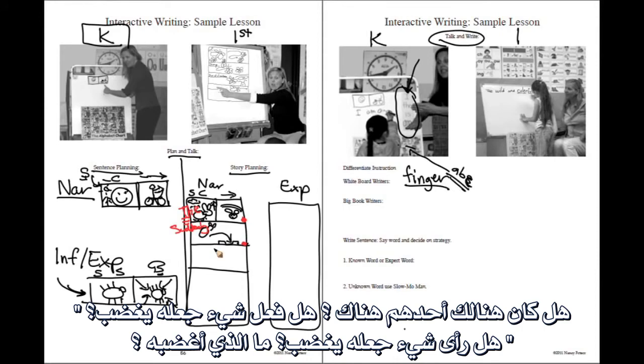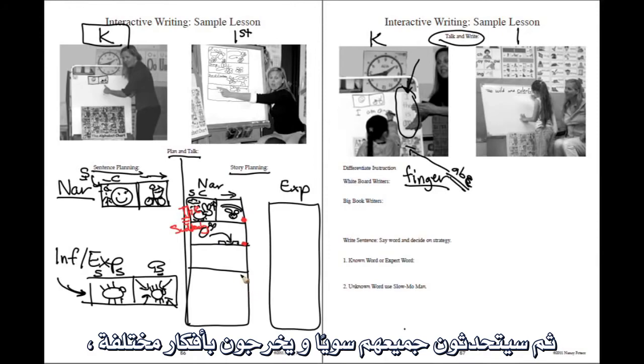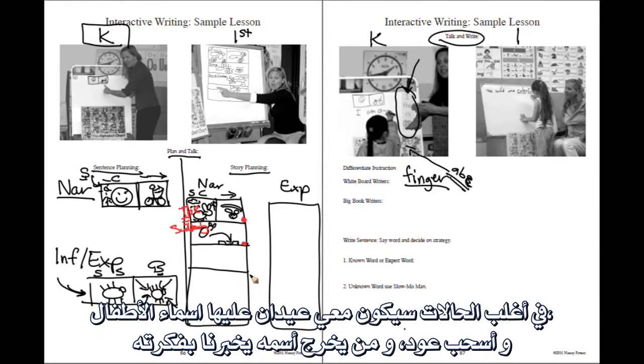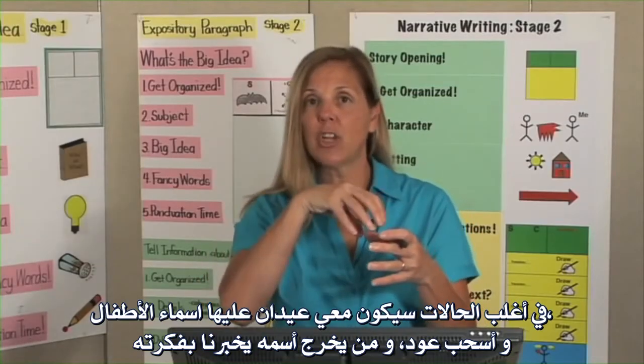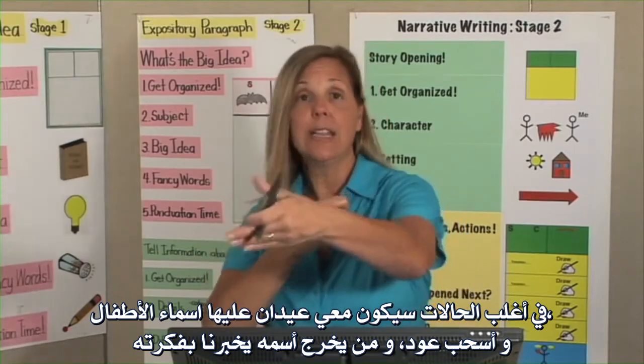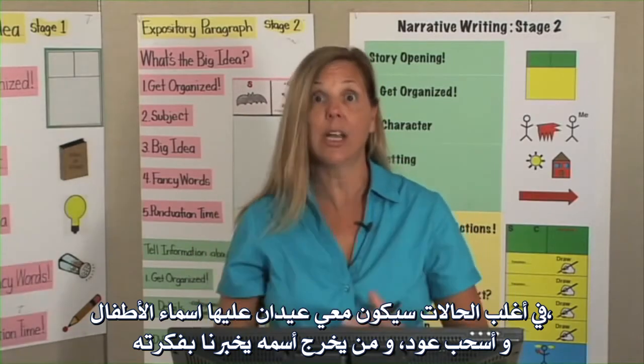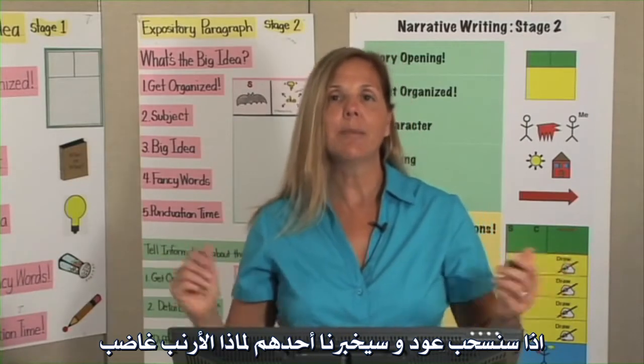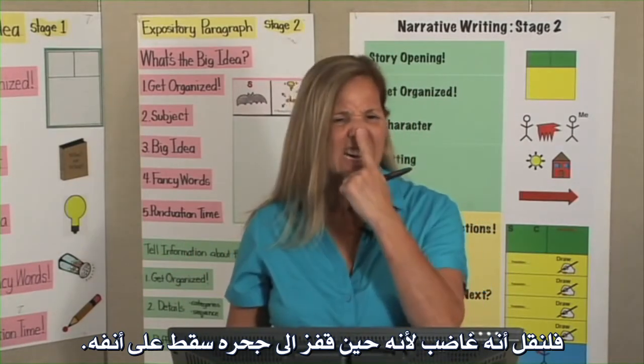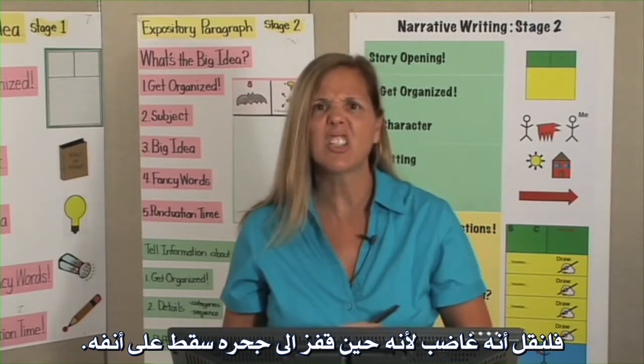What made him mad? Then they all talk to each other. They come up with an idea. Many times I'll have sticks with each child's name on it, so I can pick a stick, and whoever's name I pick, they'll tell their idea. We pick a stick, somebody tells us why the bunny is mad. And he's mad because when he jumped in the hole, he landed on his nose.